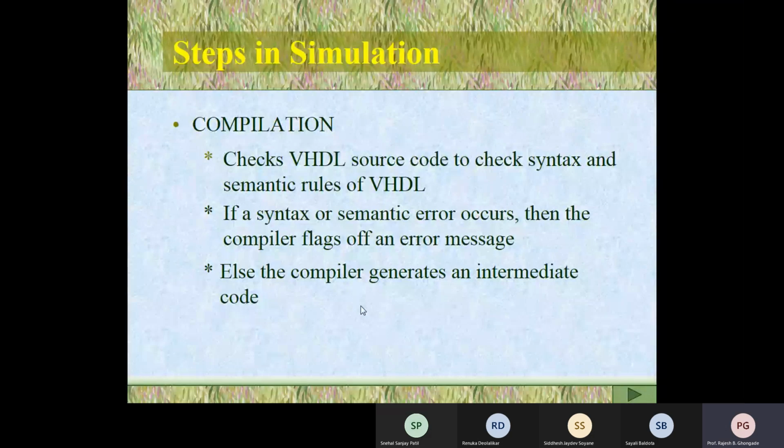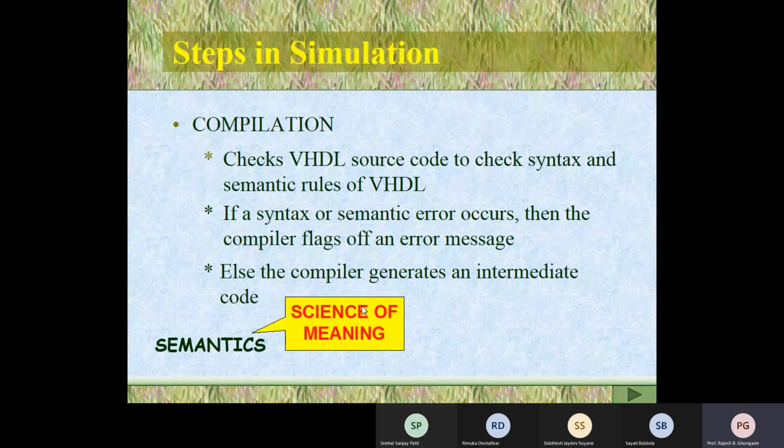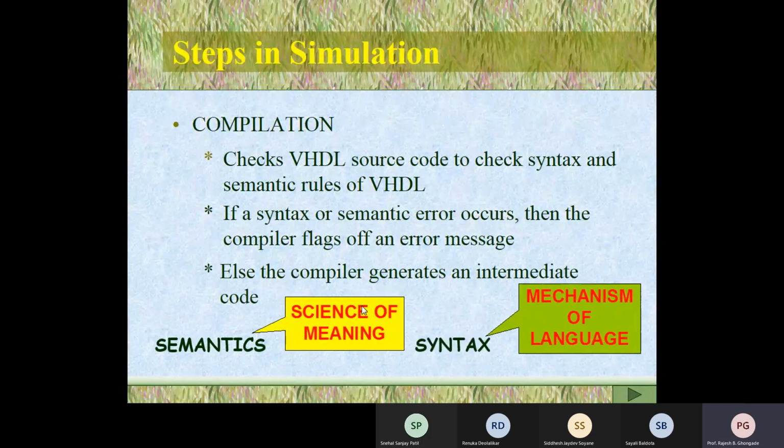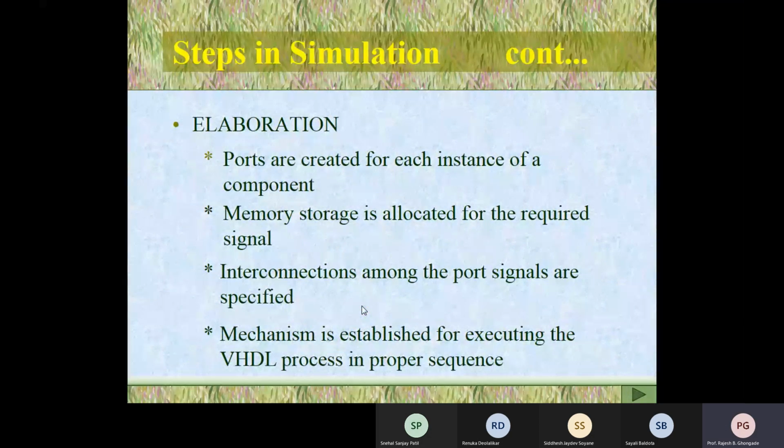In VHDL, semantic errors are most of the times found by designing a test bench and seeing what happens. Anyways, if a syntax or semantic error occurs, then the compiler will flag an error message for you to go back and correct that particular part of the code. Else the compiler generates an intermediate code. So this is the very first level. Semantics is the science of meaning and syntax is the mechanism of the language. Please understand this.